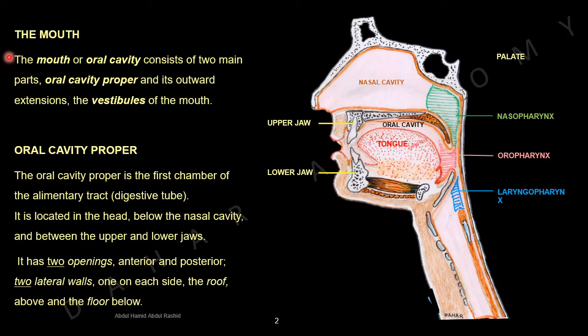The mouth. The mouth or oral cavity consists of two main parts: oral cavity proper and its outward extension, the vestibules of the mouth.